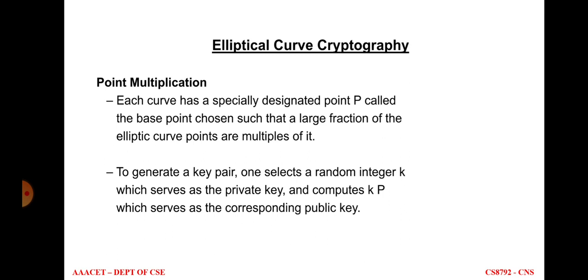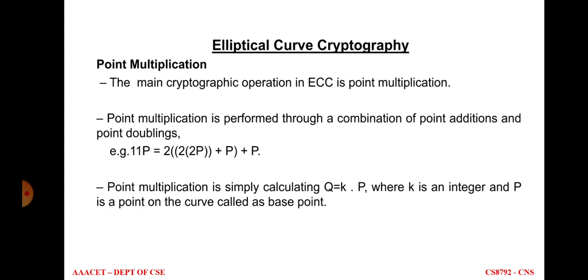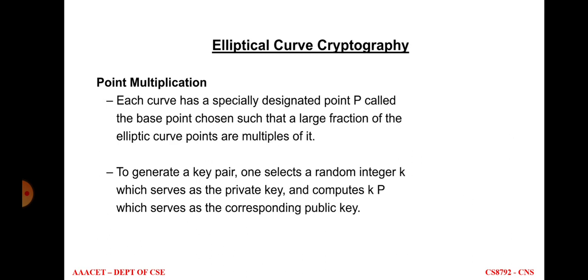Next one is point multiplication in elliptic curve cryptography, because point multiplication is the main operation in elliptic curve cryptography. Each curve has a special point P called the base point that should be chosen as a large fraction of the elliptic curve points. So to generate a key pair, one selects a random number k which acts as the private key and computes kP which serves as the public key.